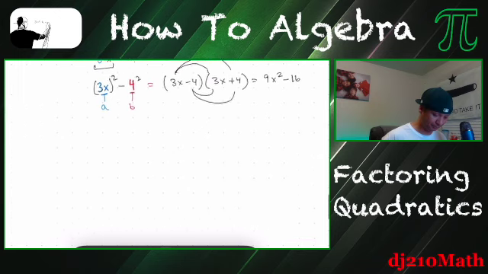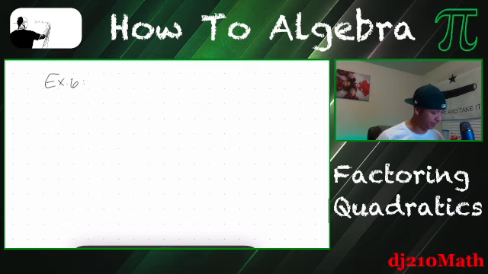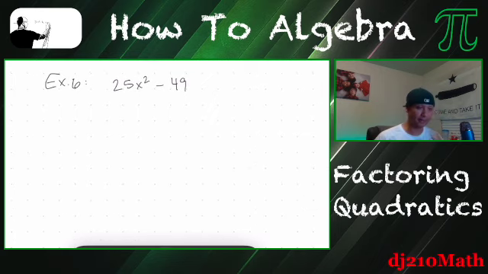Let's see another example. All right, example number 6. Another difference of squares example: 25x squared minus 49. Right away, the perfect squares have to jump out at you. That's what you want to happen, so you've got to recognize these numbers. This is 5 squared x squared minus 49, which is 7 squared.